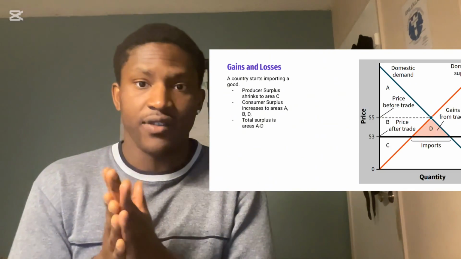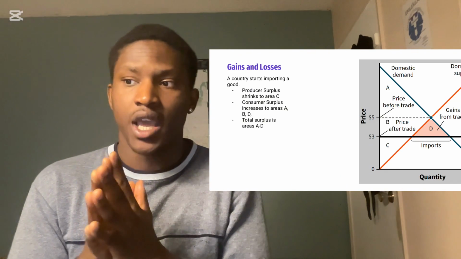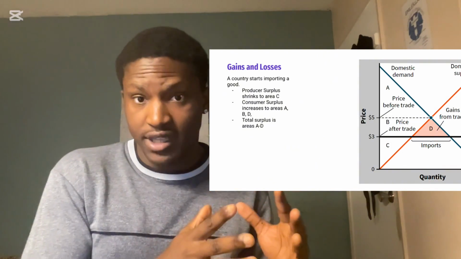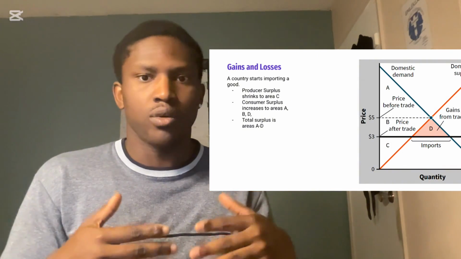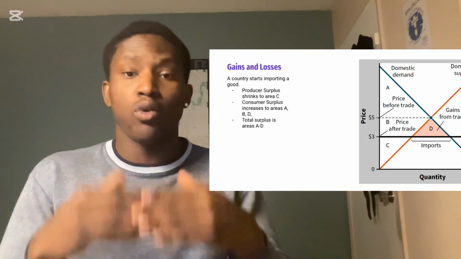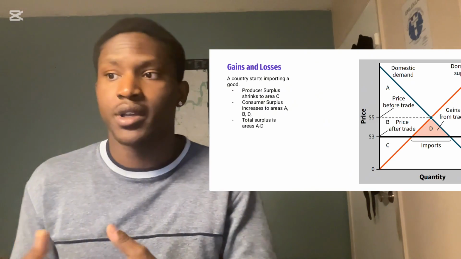So we have this graph here that depicts a scenario in which a country has to import goods because the domestic price of that good, or the price of the good that they sell it in their country, is more than the price that it sells on the world market.